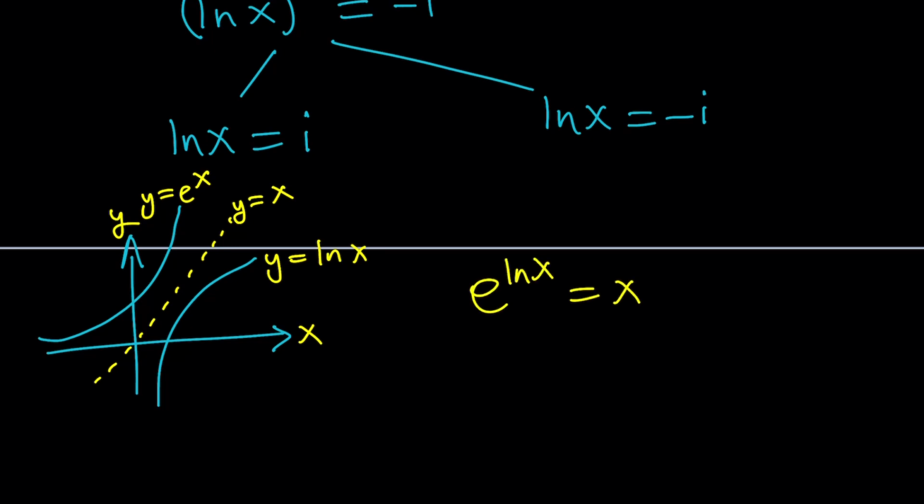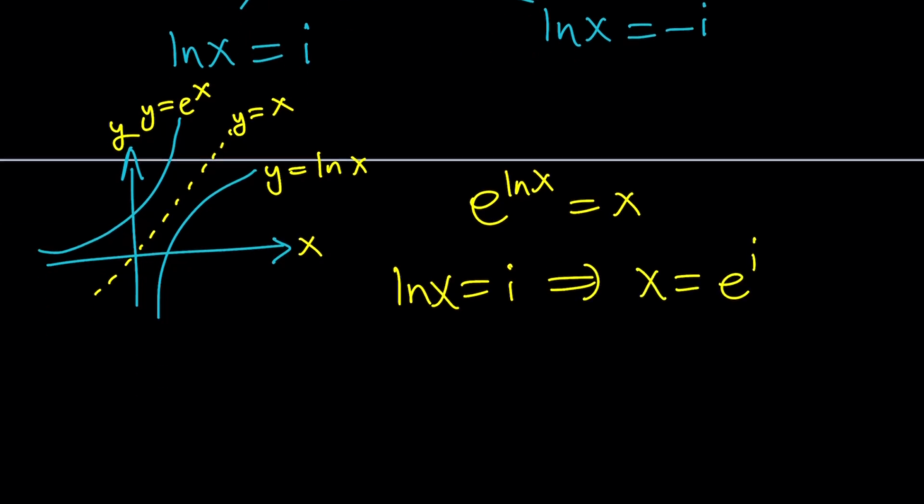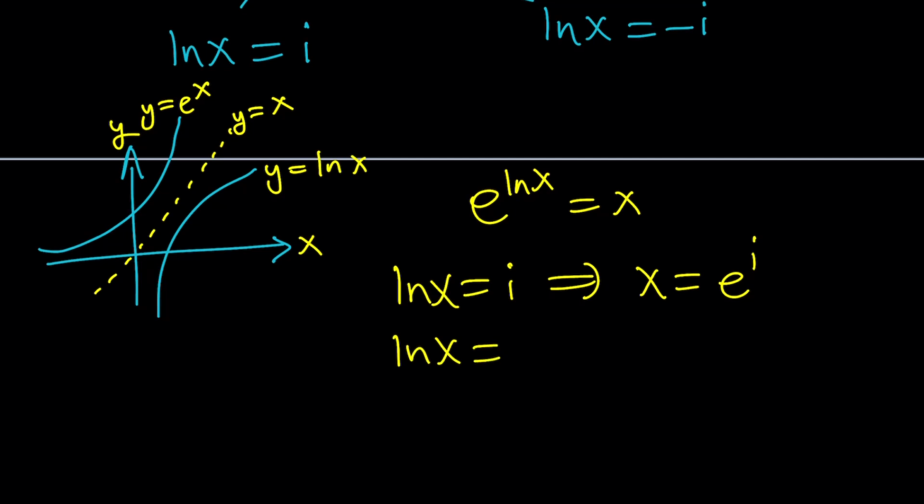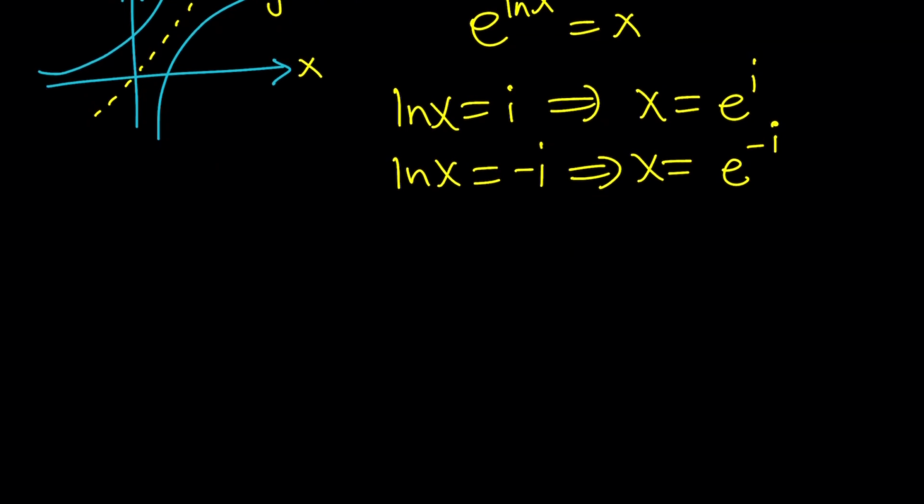So by doing e to the power both sides, ln x equals i implies x equals e to the power i. And then ln x equals negative i implies x equals e to the power negative i. Of course, e to the power negative i is just the reciprocal of e to the i. Whatever e to the i is, we can just reciprocate it. I don't know if that's a good word to use, but you get the idea.